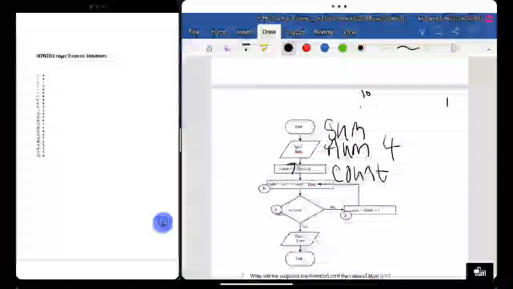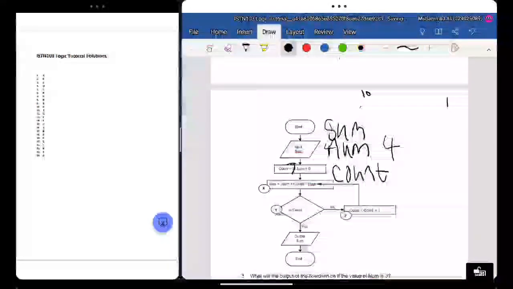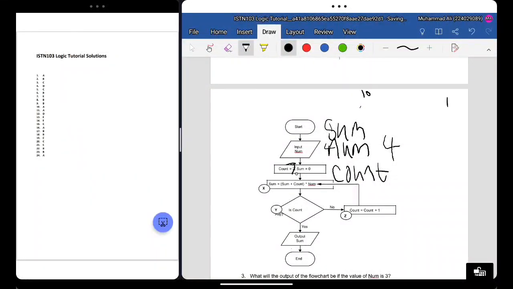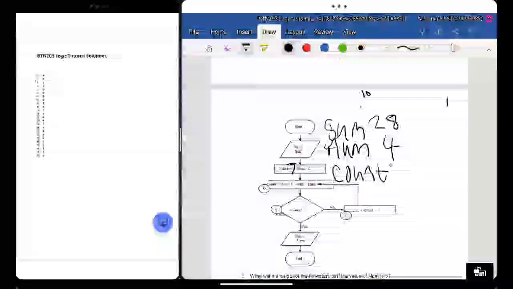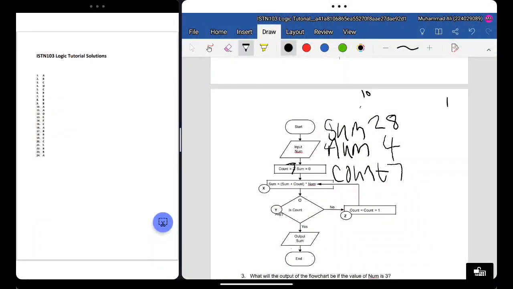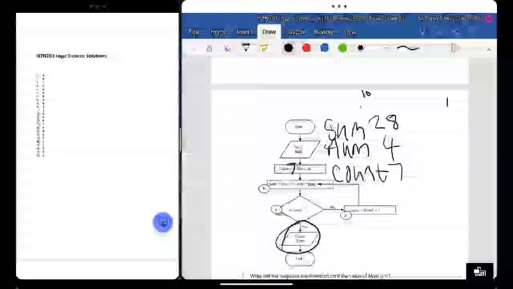So sum is equal to sum plus count. Our sum is 0 plus count, which is 7. 7 times num: 7, 14, 21, 28. Sum is 28. Obviously your count will be 7. Then, is count greater than or equal to 6? Yeah, it's 7. Yes, end. Output sum, the sum is 28.